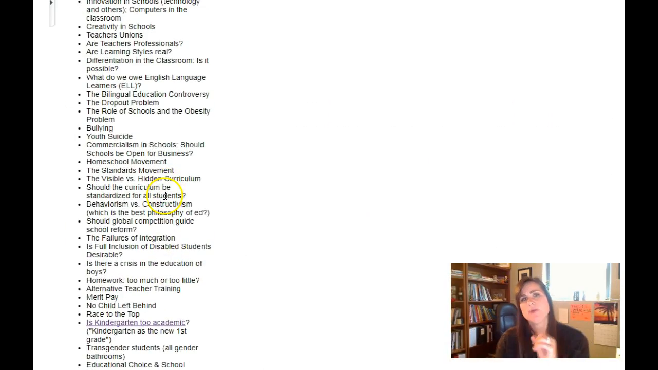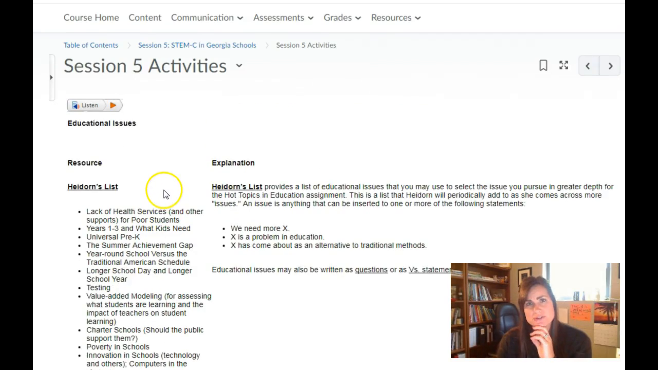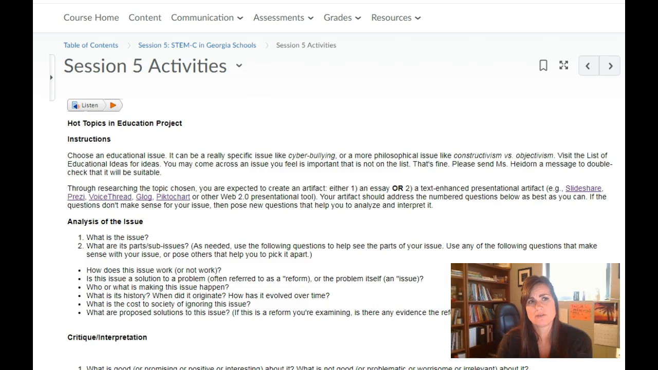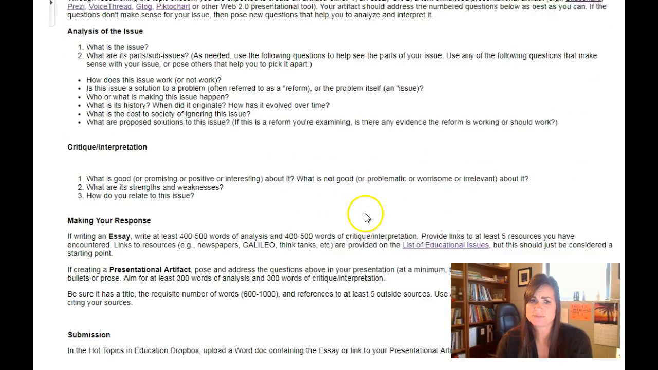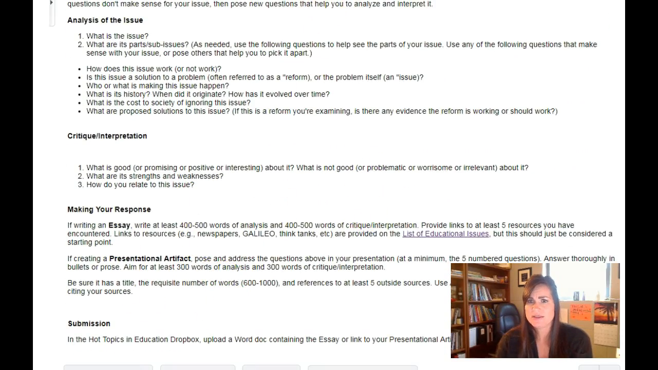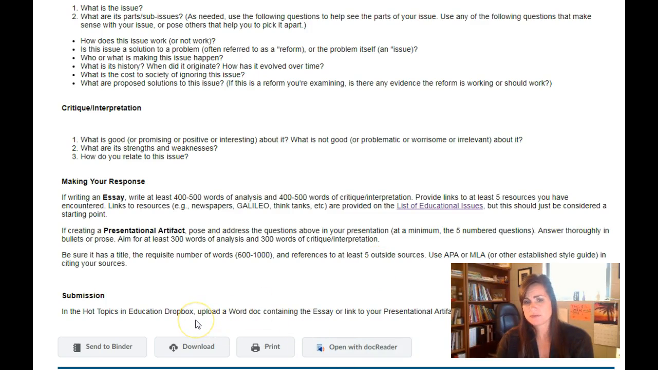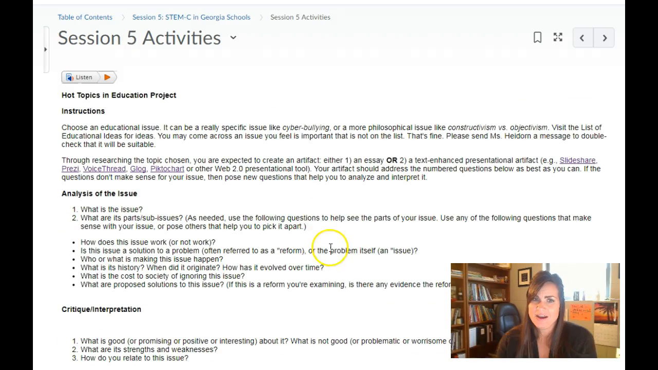So just pick one thing, an educational issue or hot topic that's of interest to you, that you want to investigate, research a little bit more, learn more about, and then create an artifact or an essay pertaining to that issue. The guidelines are listed here, and then you're going to upload your assignment into the Dropbox, using a Word doc for the essay or a link to your presentation artifact. Make sure that it's not private and that it is public. Some of those websites or presentation tools enable you to hide it, but make sure it is public so I can view it. So that is the Hot Topics project.